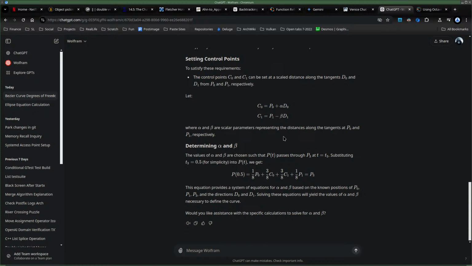Well, I have to agree. If C0 has this form and C1 has this form, then you have already fulfilled that it goes through P0. Almost obviously for T is 0. I mean, that really doesn't matter. You can scale that. And it's going to be equal to P1 at T is 1. And the tangents are defined correctly like this.